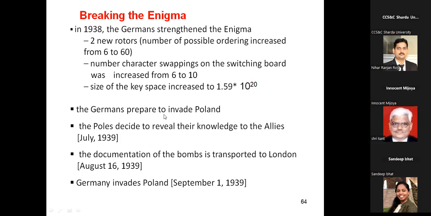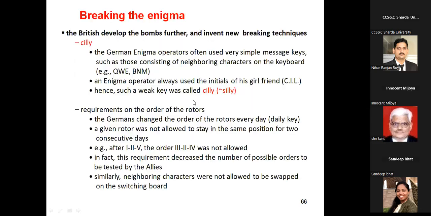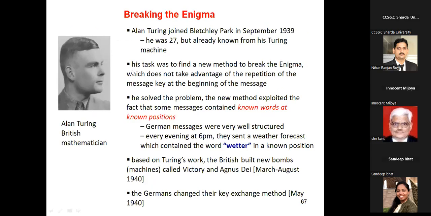The Germans prepared to invade Poland. The Poles decided to reveal their knowledge to the Allies, to England actually. Allies means England was one of the Allies. And the documentation of the bomba was transported to London. And Germany invaded Poland on September 1, 1939. And in London, the code breaking was happening at Bletchley Park. And who is the main pioneer of Bletchley Park? You can understand. The British developed the bombe and invented new breaking techniques.